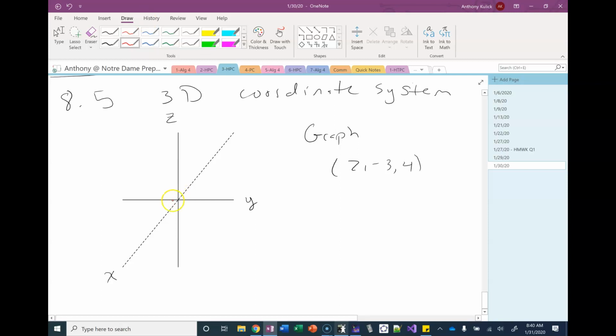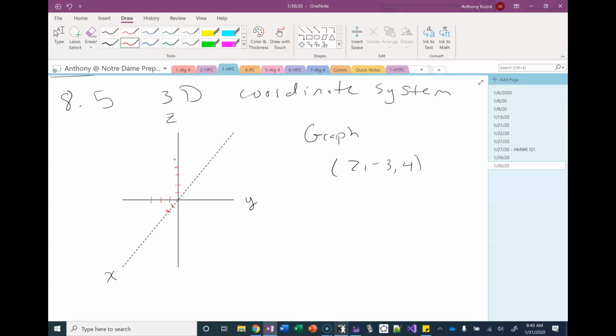So to do that, I'm going to make 2 tick marks on the positive end of the x-axis. That's the part coming out of the wall towards you. Going to have 3 tick marks on the negative end of the y-axis, and then 4 tick marks on the positive end of the z-axis.